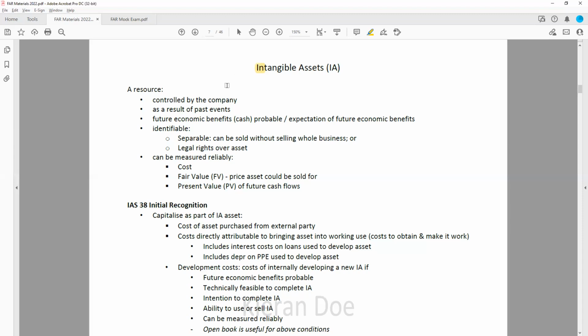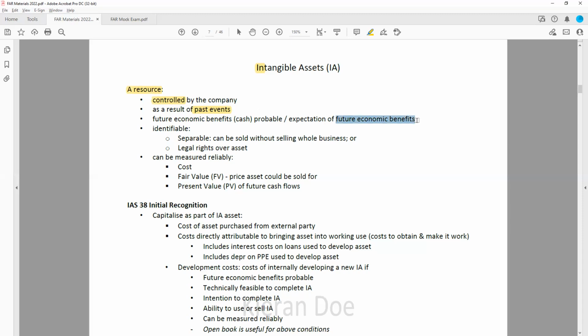So we can think about whether those assets can be recognized. Now, we've said an asset is a resource, so it's controlled by the company. So these assets like brands and patents can be controlled by the company. They might be a result of past events. Perhaps they purchased the brand from somebody else, or perhaps they've built it up themselves, but they've got a legal right to use the brand, so it's got a copyright.